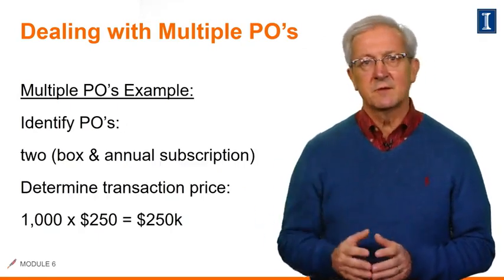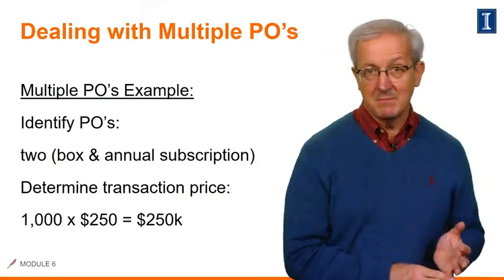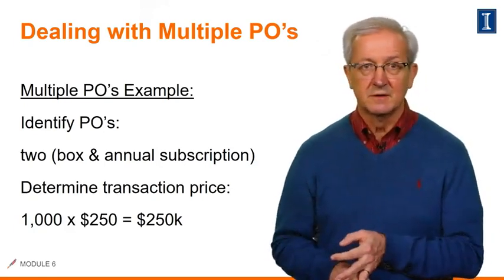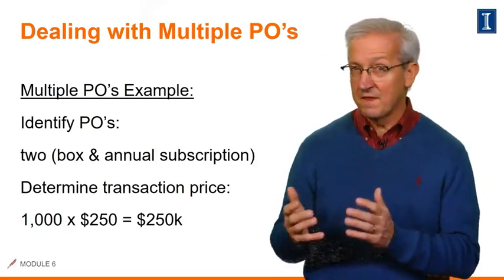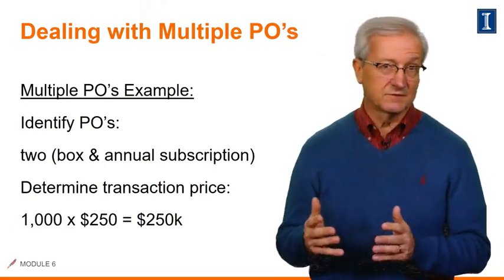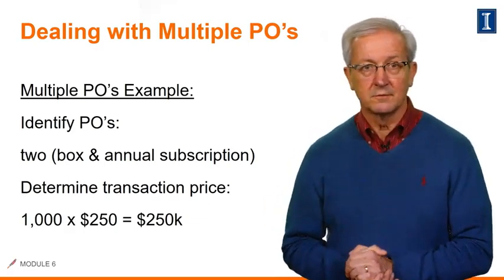So now we identify the performance obligations. In this example, there are 2 POs, the gaming box as well as the annual subscription. The next step is to determine the overall transaction price. Well, if I sell 1,000 packages at a cost of $250 a package, that's basically $250,000 in total.